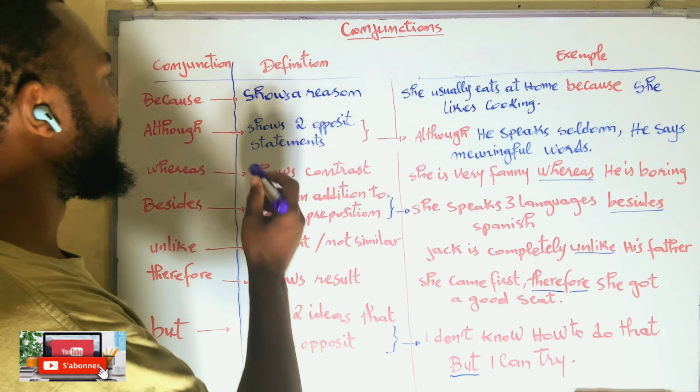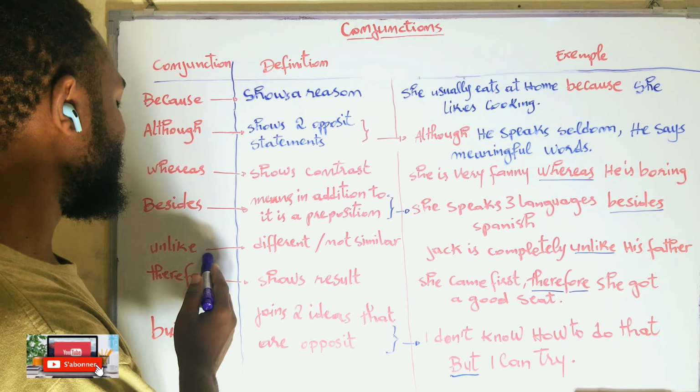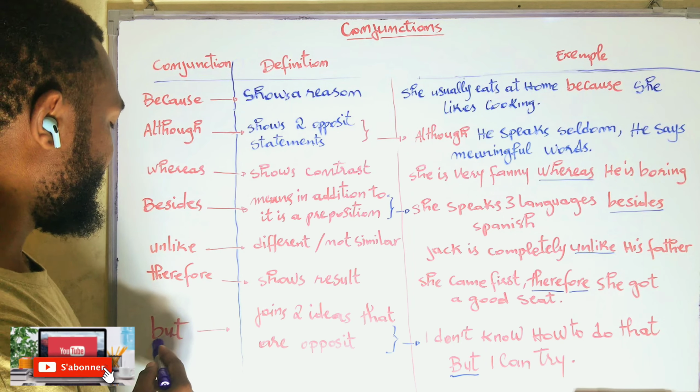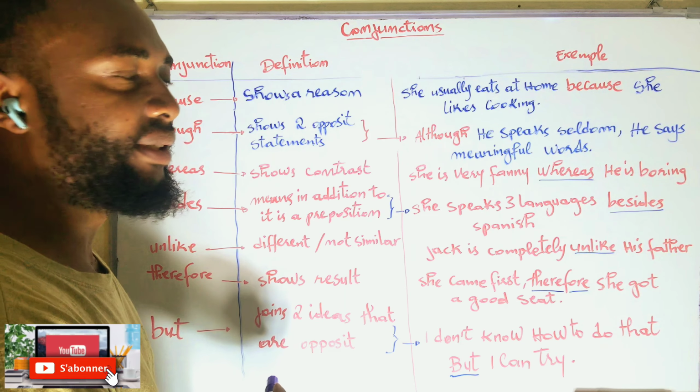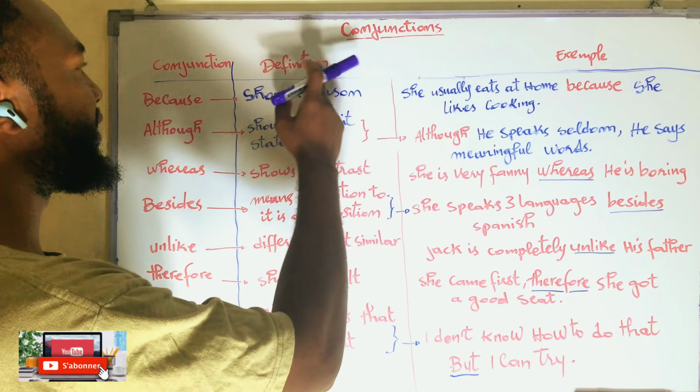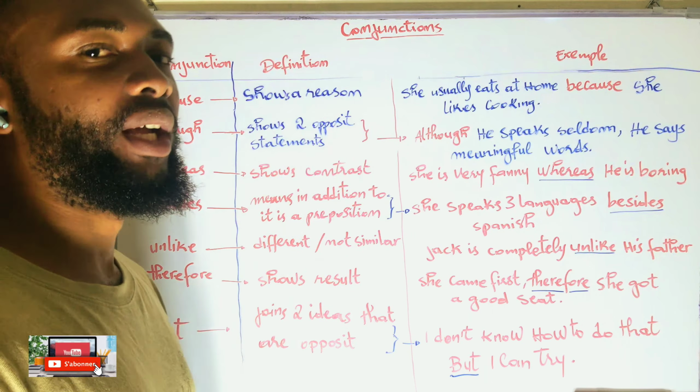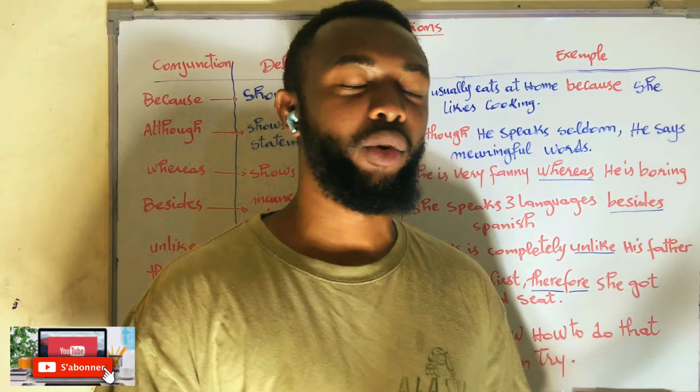So here we have because, although, whereas, besides, unlike, therefore, but, right? Because: the definition shows a reason.